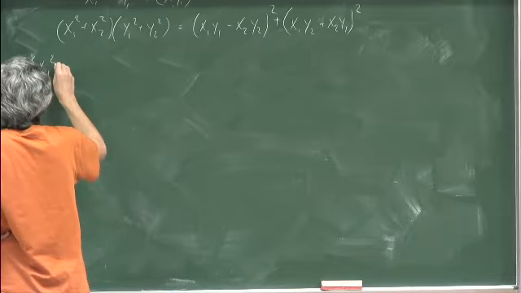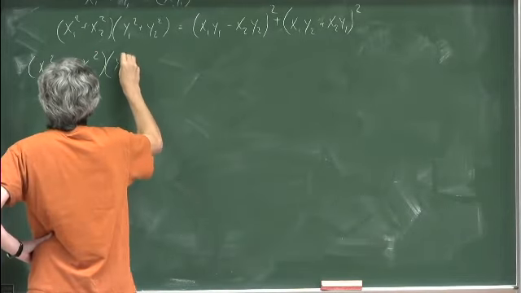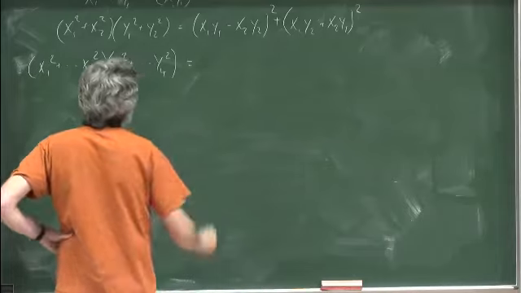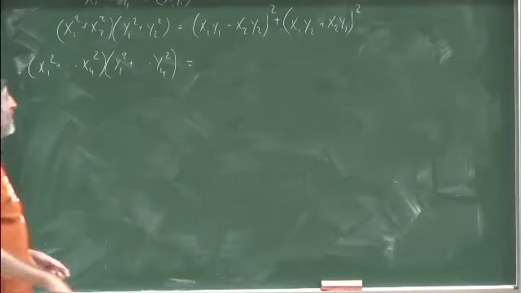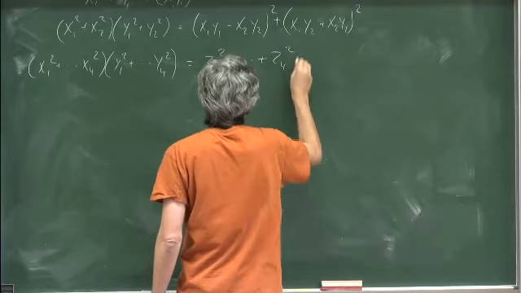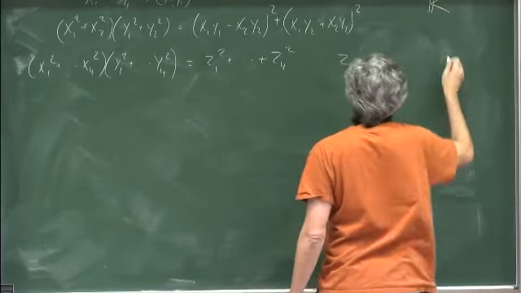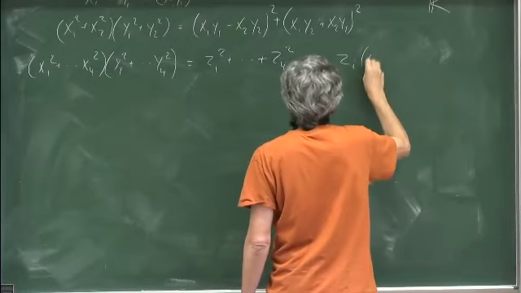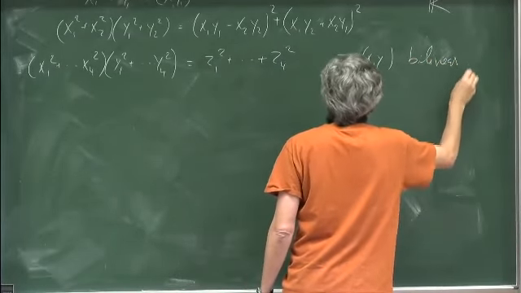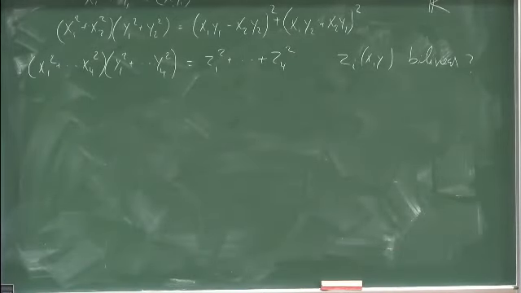What about x1 squared plus through x4 squared, times y1 squared plus through y4 squared? Can it be written as a sum of z1 squared plus through z4 squared? And I'm working over the reals now, where the z_i are bilinear in x and y. So can you or can't you? Some people must have seen this.